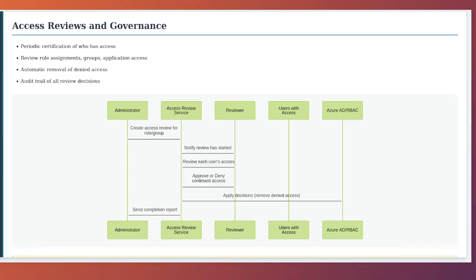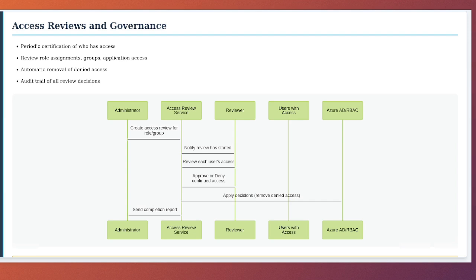When the review completes, you can configure automatic actions, automatically remove access for denied users, or require manual intervention to process the results. Reviewers can be the resource owners, the users themselves performing self-review, specific designated individuals, or managers of the users being reviewed. For Azure AD admin roles, you might designate senior IT leadership as reviewers. For access to a specific SharePoint site, you might designate the site owner as the reviewer. Self-review is common for group memberships, where each quarter users confirm they still need membership in various groups.